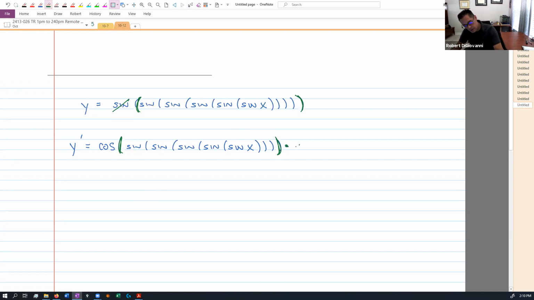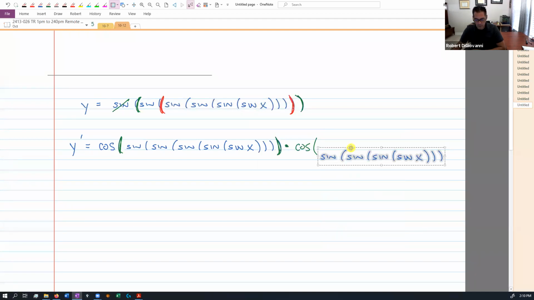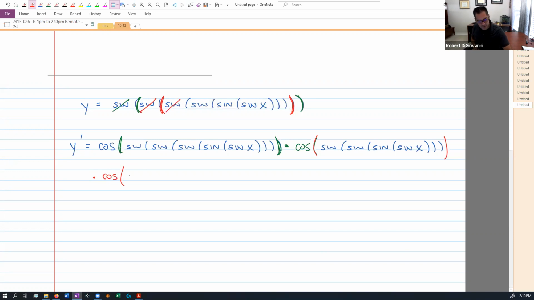I take its derivative, I get cosine. Again, but cosine of what? Well, this time it's everything in here. So it's all this. Done. Times, now I go to the next layer. This is just an example of how you're working your way through it. This one here, cosine again, but this time I've done that. Now what's in that was sine of sine of sine of x.